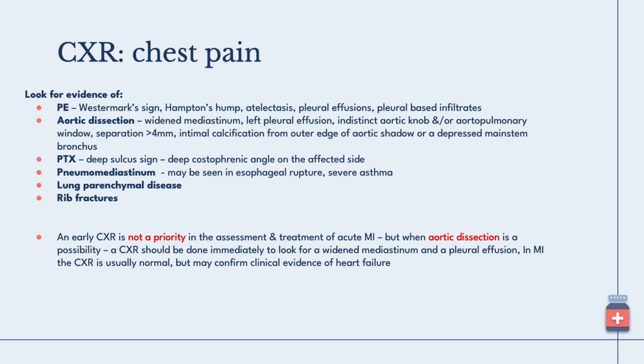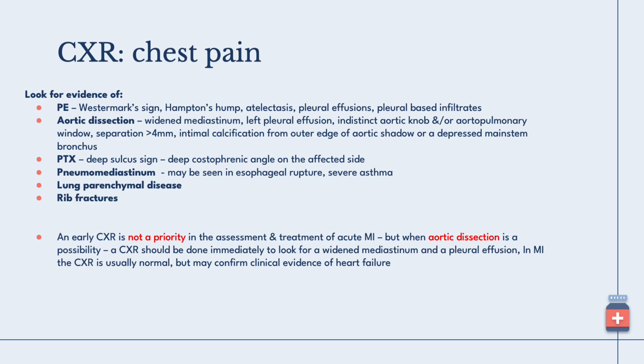For a tension pneumo, you're looking for a deep sulcus sign, a deep costophrenic angle on the affected side. Pneumomediastinum: you may see this in esophageal rupture as well as severe asthma. Looking for any evidence of parenchymal disease or rib fractures.